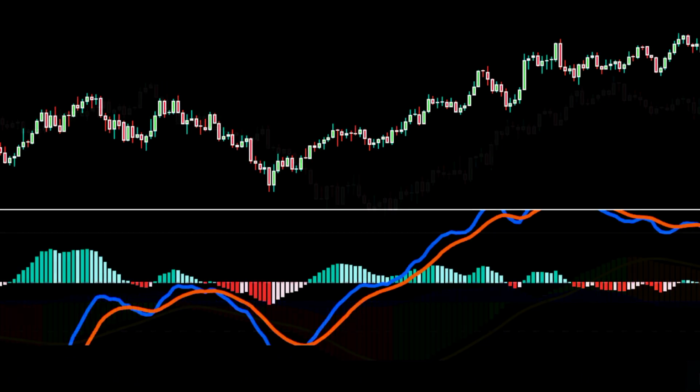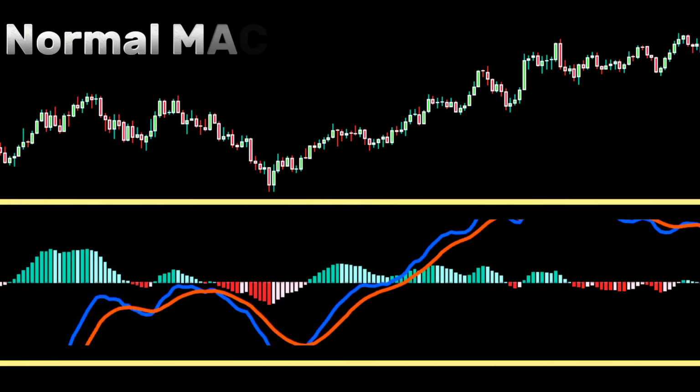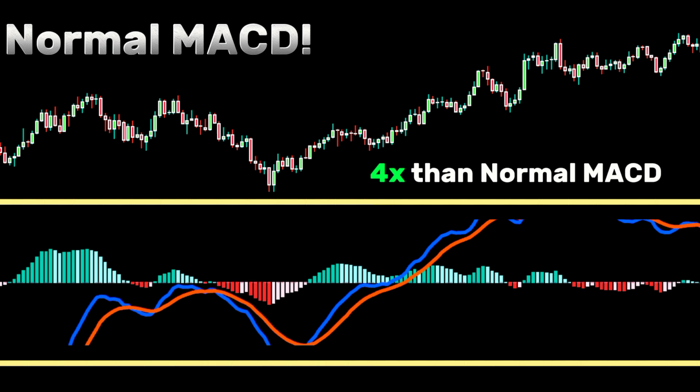Now, here we have the MACD indicator, and we all know that it is one of the most famous and oldest indicators ever created and is widely used among beginners. But what if I told you that there is an adult version of this indicator that is proven to be almost 4 times more profitable than the normal baby MACD indicator?